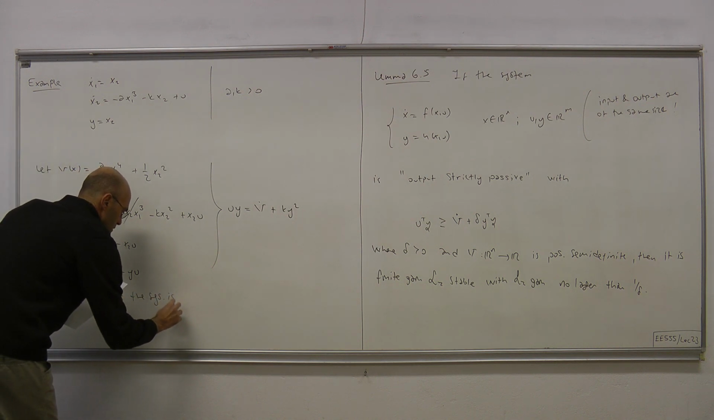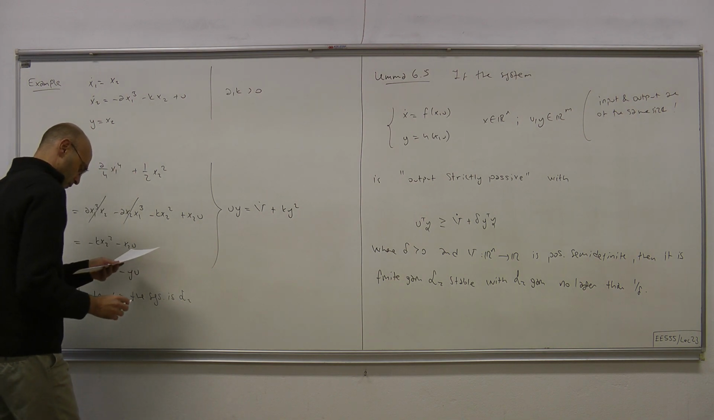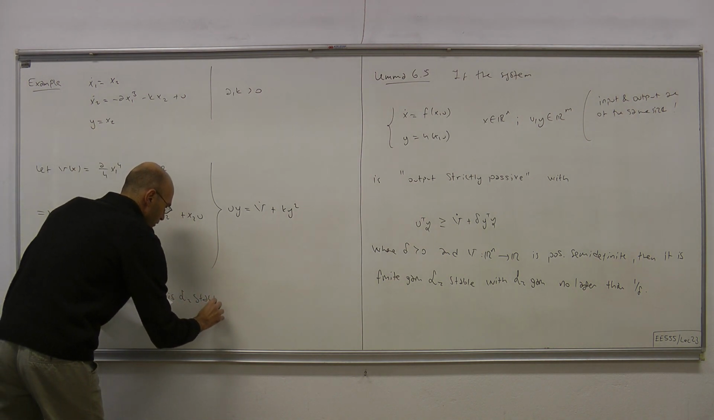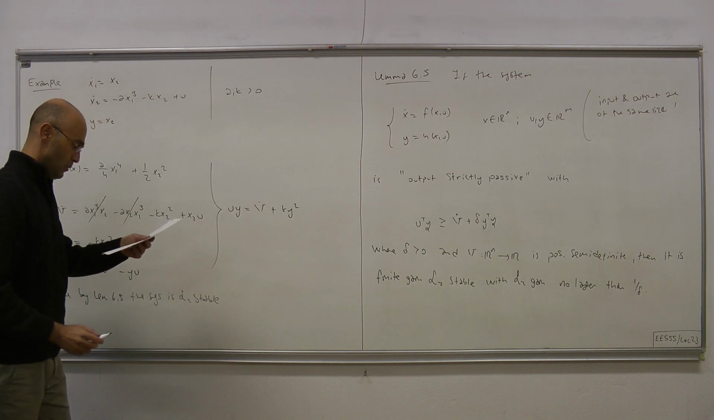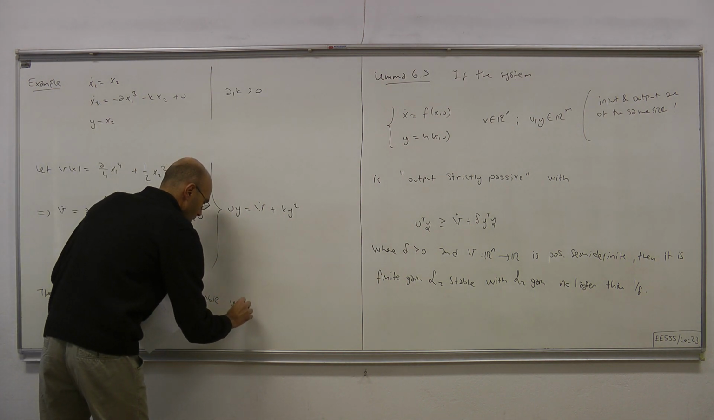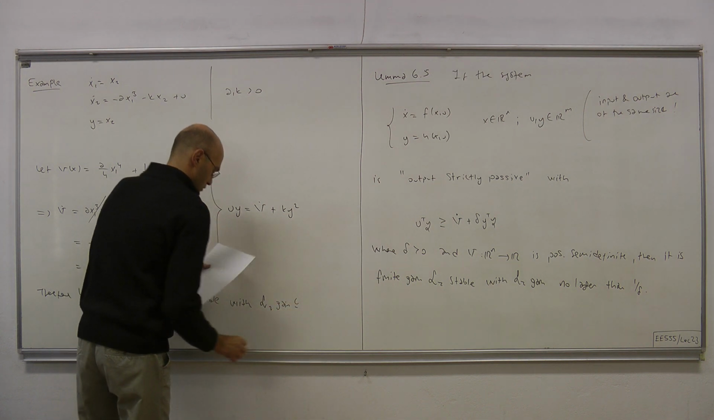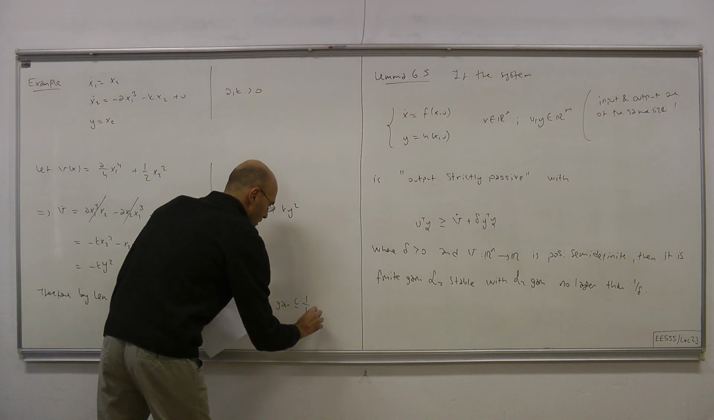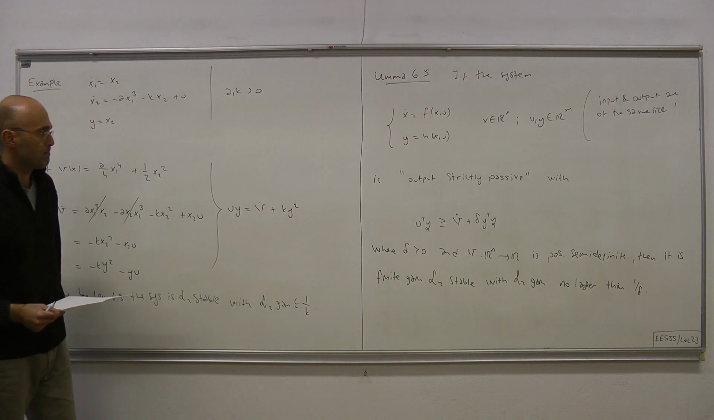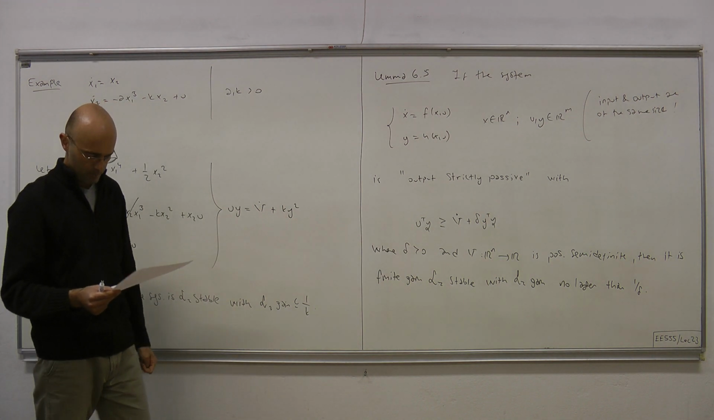The system is L2 stable, finite gain L2 stable, with L2 gain no larger than 1 over k, where k appears here.